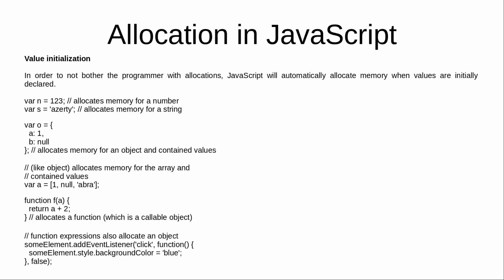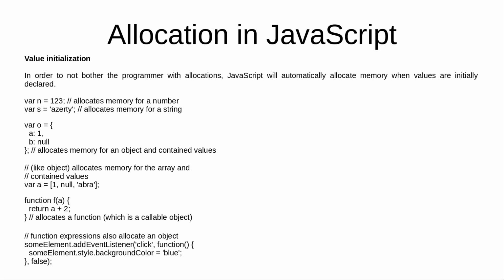Similarly, when you are creating an object o and using a and b as its properties, JavaScript allocates memory for an object and contained values. Similarly, an array allocates memory for the array and contained values. Now let's look at this function. Function f receives a parameter a and returns a plus 2. It allocates memory for a function, which is a callable object.